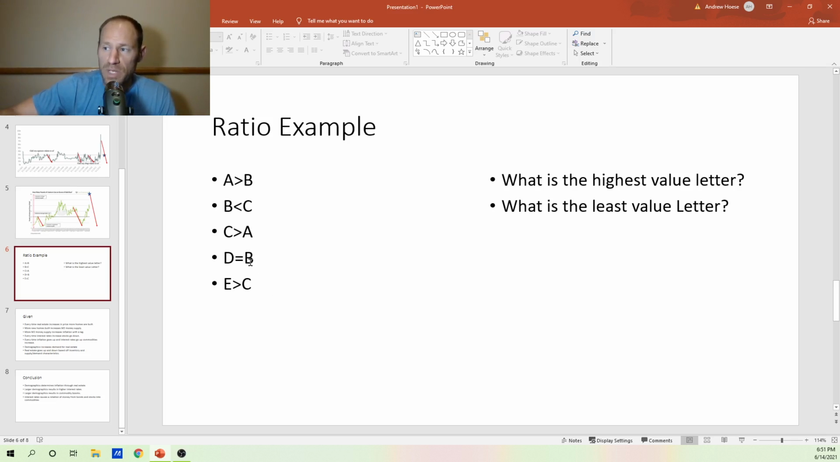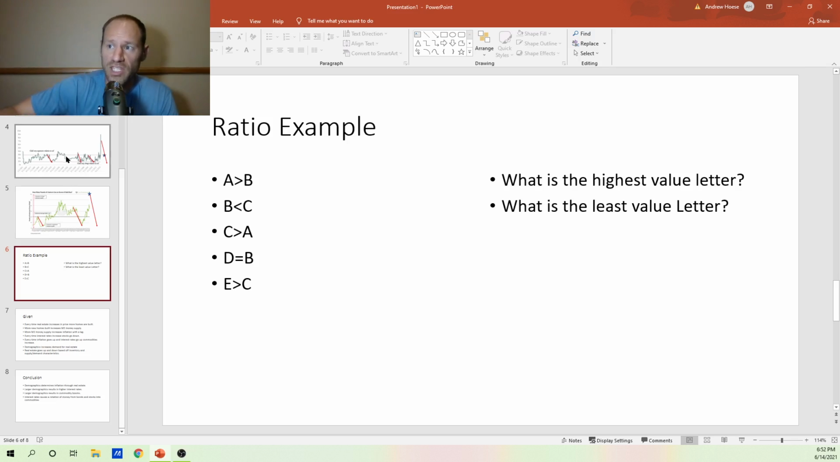If D equals B, then D and B are cheap compared to history. And if E is greater than C, then E is the most overvalued. We can consider that tech stocks or stocks. Now, in history, irrespective of the reasons why, it does not matter why. All right? Get that out of your head. We don't need to know all the reasons of why.